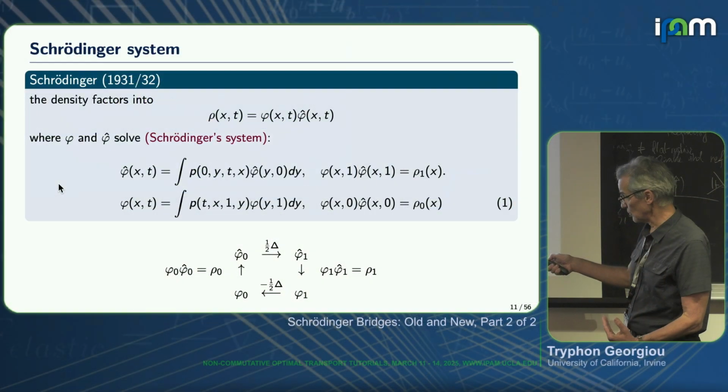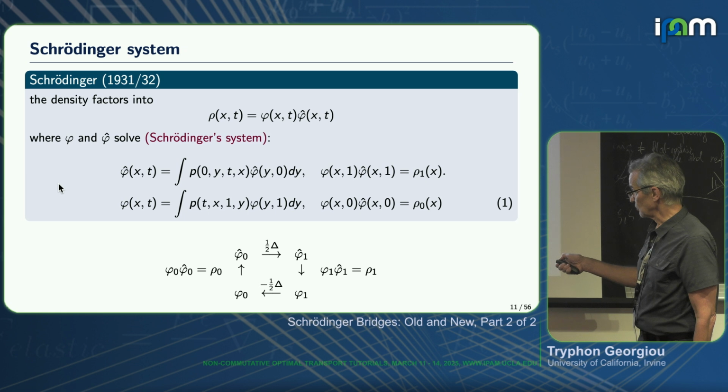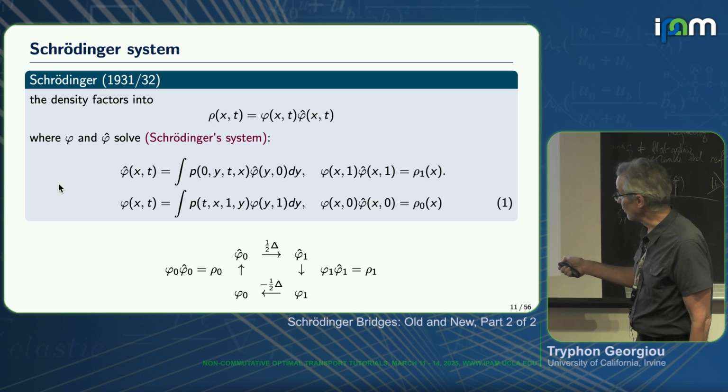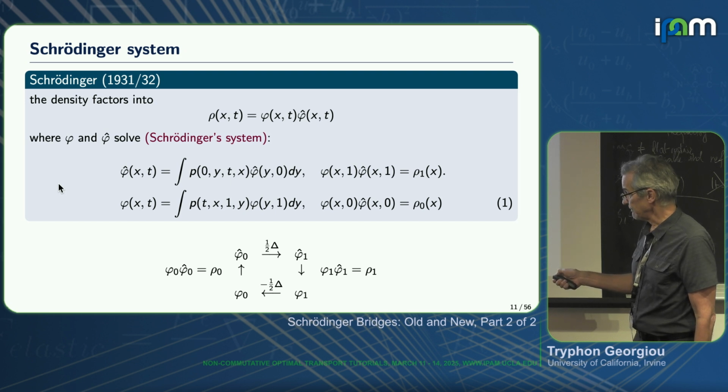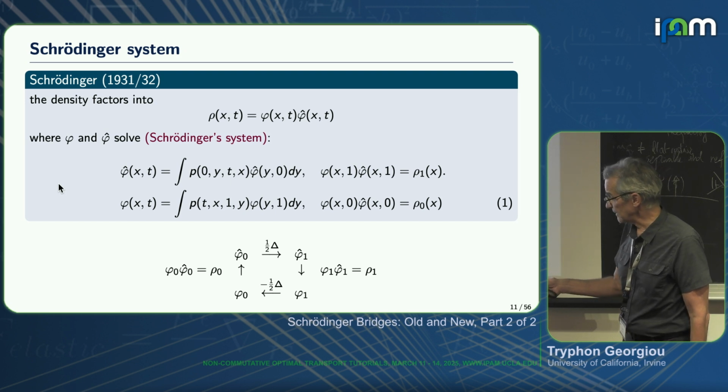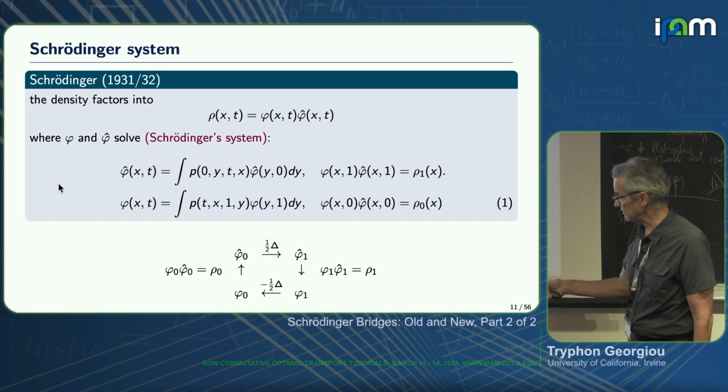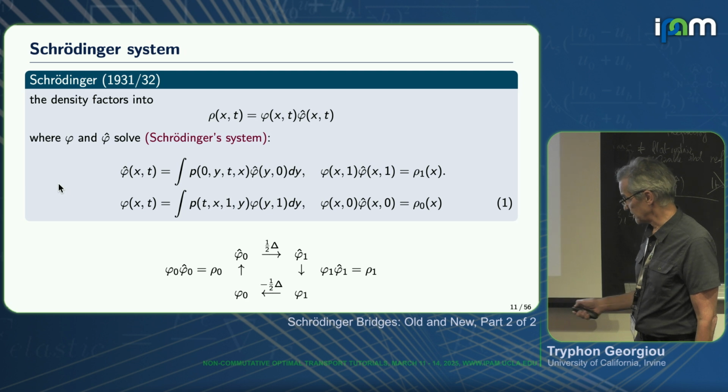So in order to solve the problem, you have to find a way to factor the rho into a product of phi and phi hat. Yes, that's correct. Phi and phi hat at the two ends of the interval you're considering, 0 and 1, where the phi hats relate through the forward map. This is the Fokker-Planck, and the phi is through the adjoint.